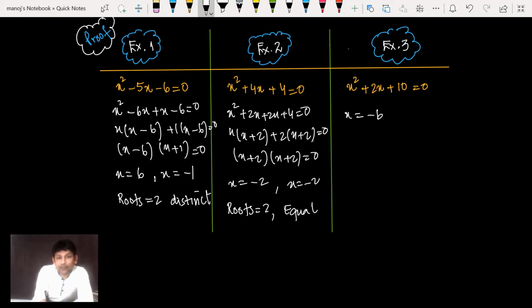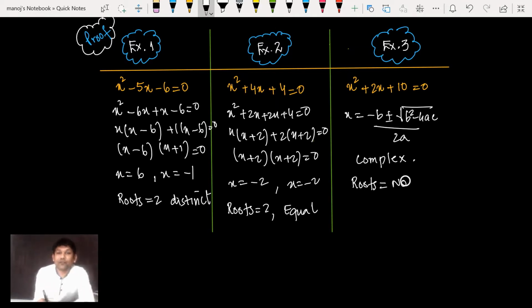When I solve this, I cannot make the factors, and even when I use x equals minus b plus minus under root b square minus 4ac to find the value of x, you will have under root a negative value. It means it's complex. Complex means the solution is not possible. It means how many roots? There will be no root. And when there is no root, we cannot write. But when we have two roots, they are real, and that's also real, and that's not real because there is no root.